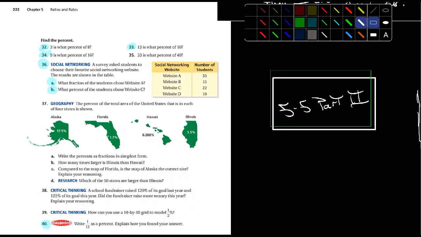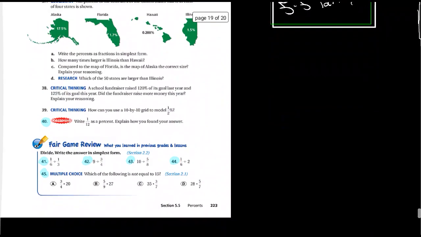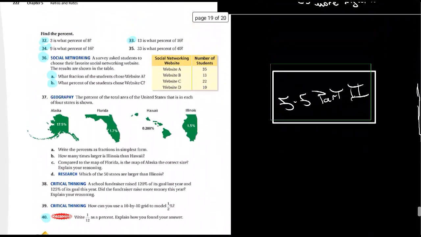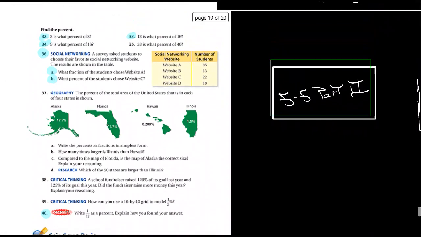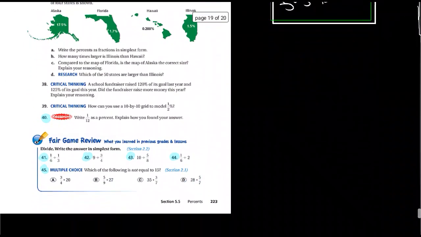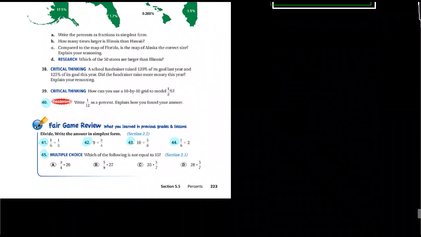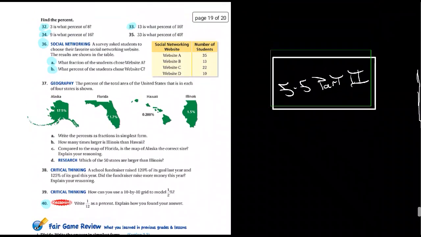Okay, 5.5 part 2. And so this is just the last page there. We'll see, what page is this? This is page 223. So you can see what I've already marked. I want you guys to do 32, 33, 34, 36, A and B. And then you're going to drop down to do 40 through 45.